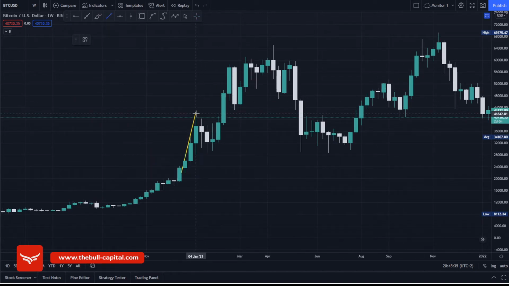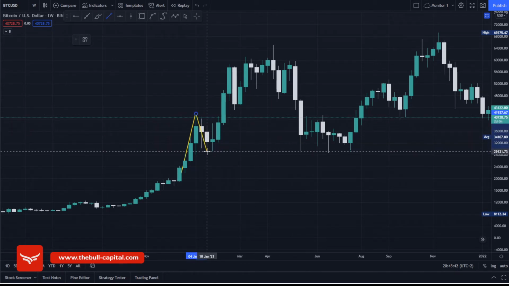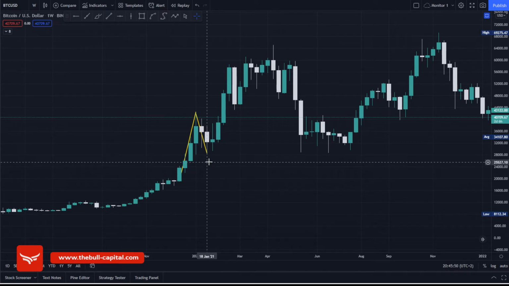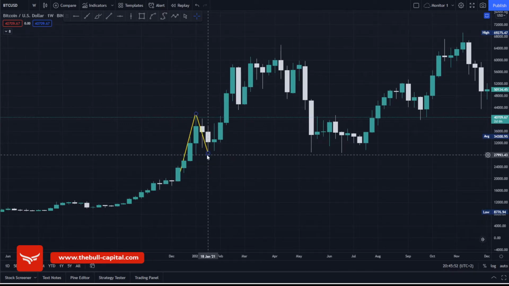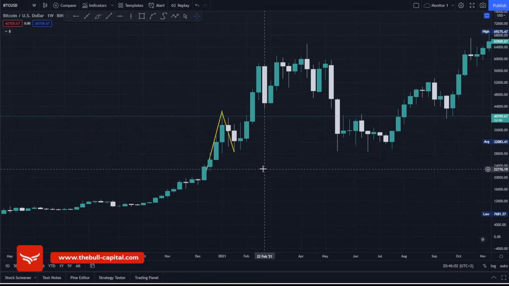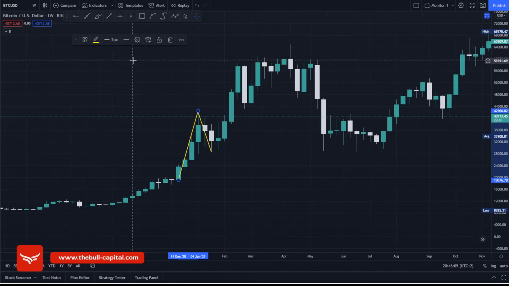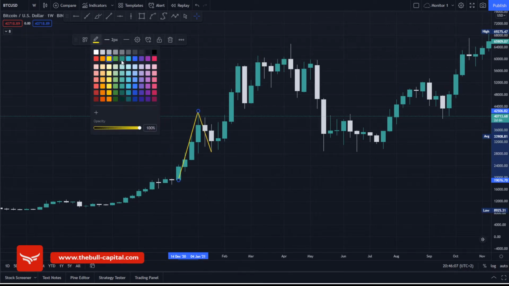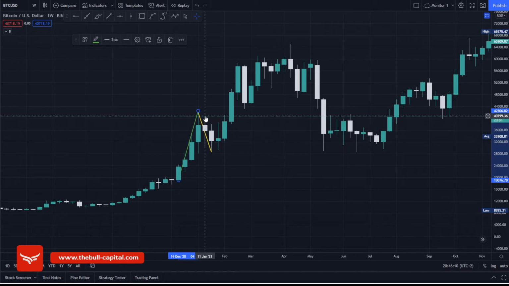Now from this green candle, the last one, it's gonna form a swing low, and we're gonna go to the last wick of the bearish candle and we stop there. And now we have a swing low, a swing high and a swing low. I'm gonna mark swing high with green and swing low I'm gonna leave with yellow.